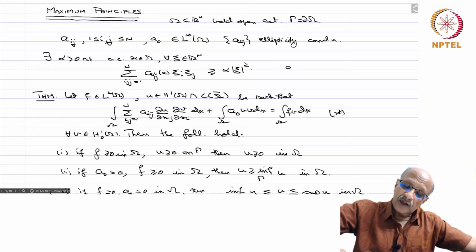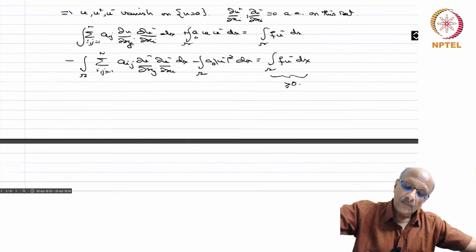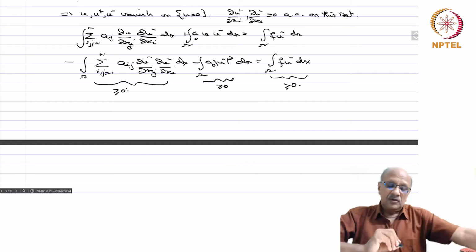So this additional condition is a naught greater than or equal to 0 in omega. Okay, so these two conditions are necessary. So a naught is non-negative, u minus square is non-negative, so this integral is also non-negative, and by the ellipticity condition this integral is also non-negative.